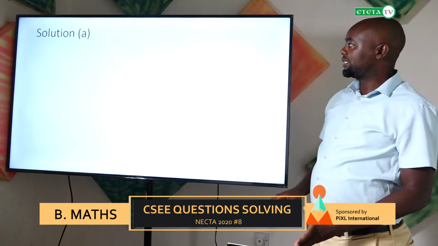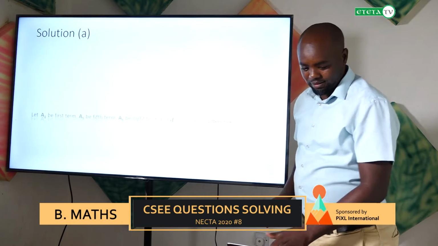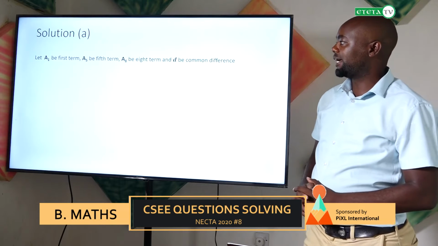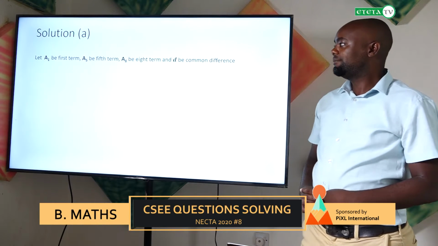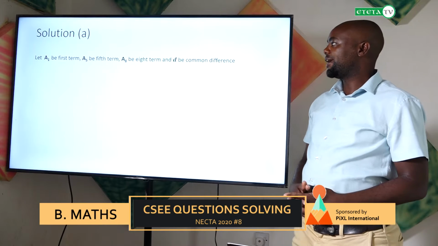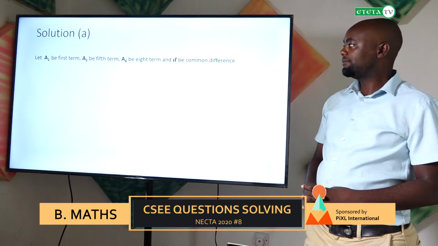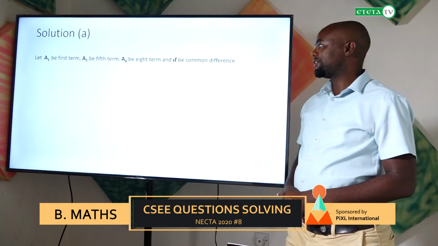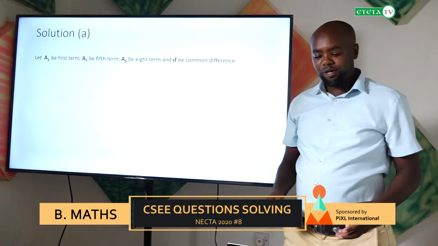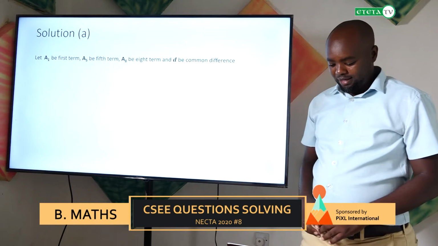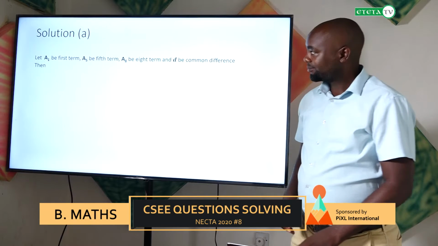Once you see the letters, you should understand them clearly. For example, let A1 be the first term, A5 be the fifth term, and A8 be the eighth term. The last one, D, be the common difference.